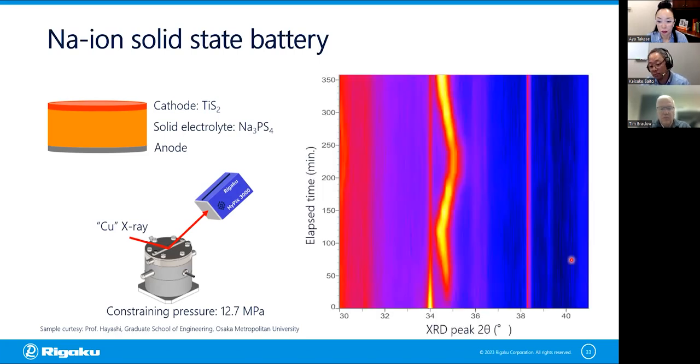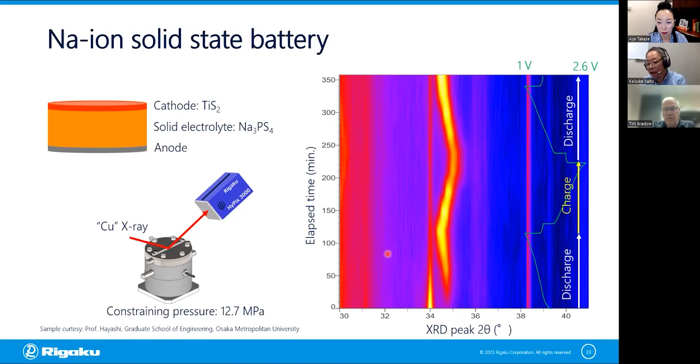All right, so this is what I got. Along the horizontal direction, this is again the 2 theta angle of the X-ray diffraction, and the vertical direction is elapsed time in minutes. It took about 360 minutes, so 6 hours. What we found is a very strong peak at the beginning around 34 degrees. And this peak intensity became very small as soon as we started charging and discharging cycles. Also, a new peak appeared around 35 degrees 2 theta as soon as we started the cycles. And this peak actually moved left and right, low angle, high angle, low angle, high angle, depending on the charging and the discharging.